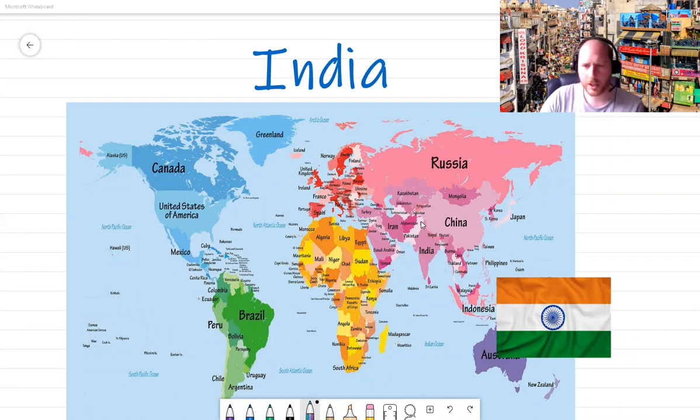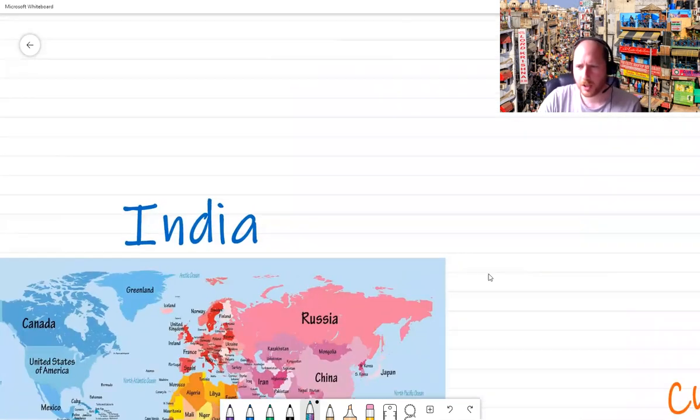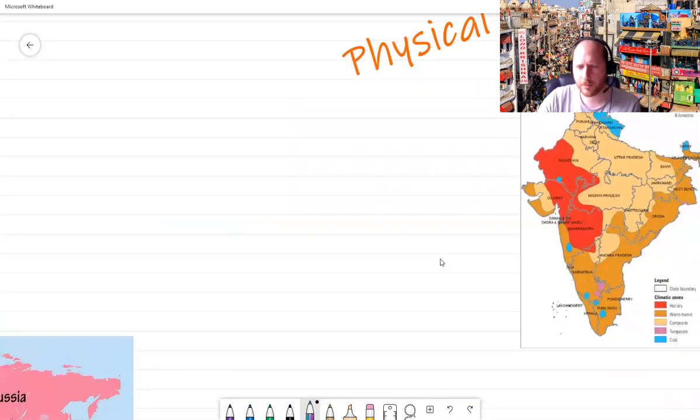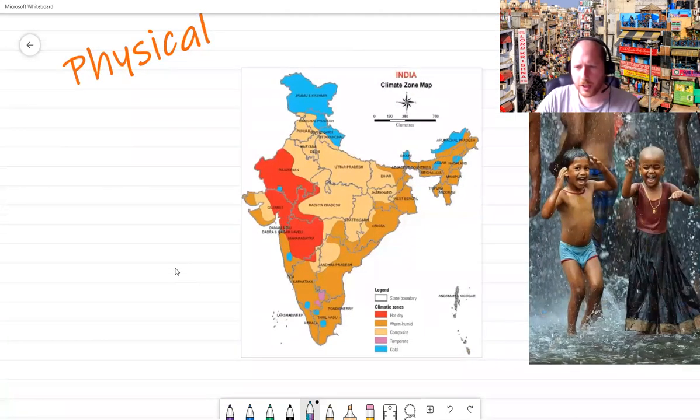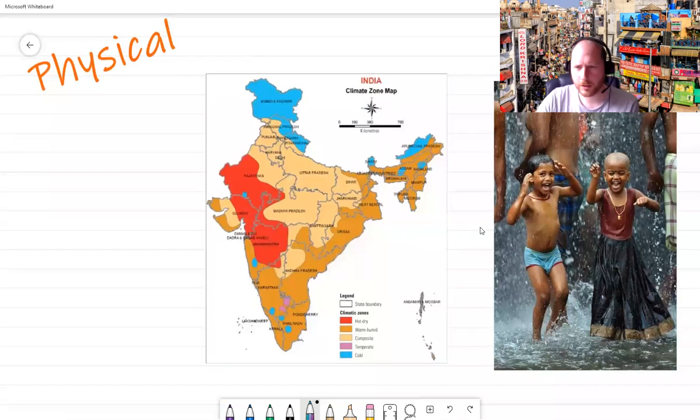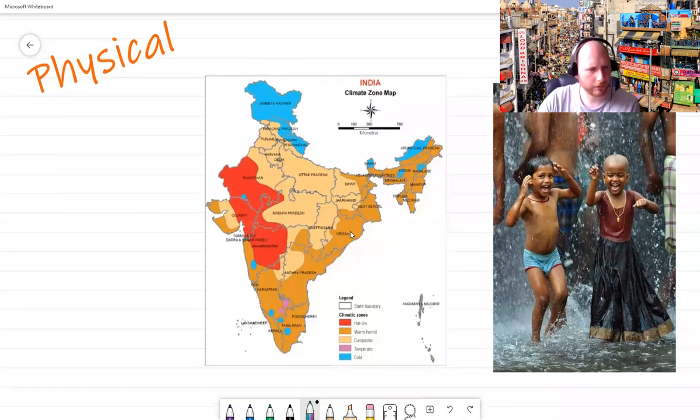Now, let's go straight to physical and look at a bit more detail at our map. I thought today we would have a look at some of the climate zones and a nice phenomena that we get in India. Here we are.